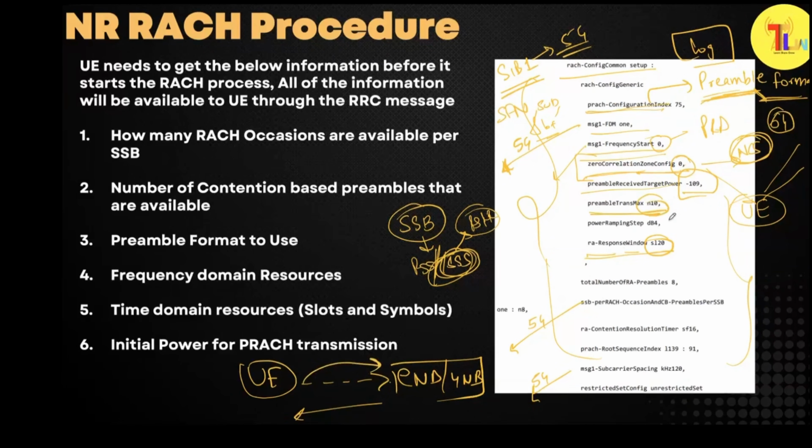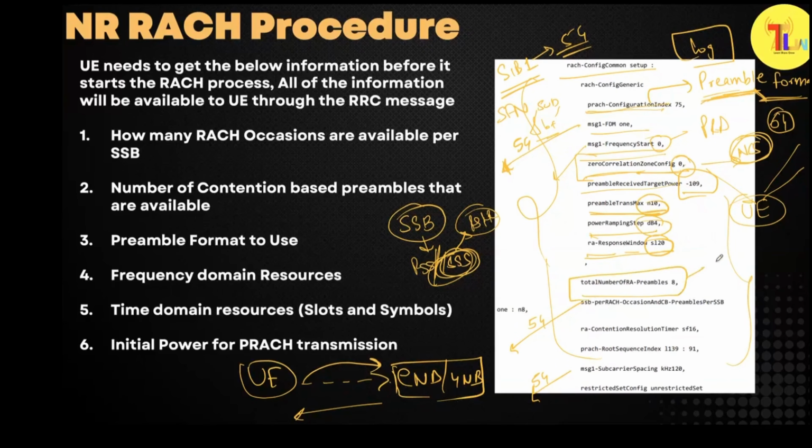That means 10 times. But it won't help if the message is not reaching the eNodeB; you need to increase the power level of your message, right? So for that, we have a power ramping step, that is dB4. We will be increasing the power of that particular message being sent from the UE every time it is failing.